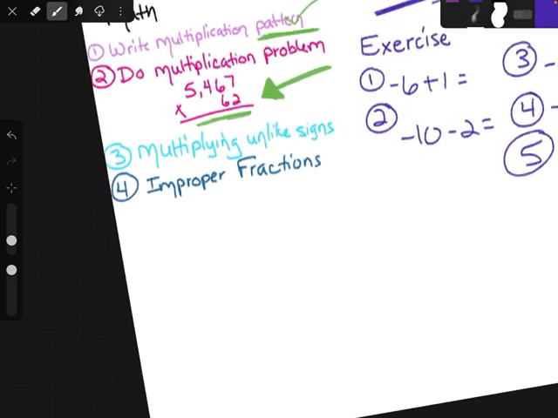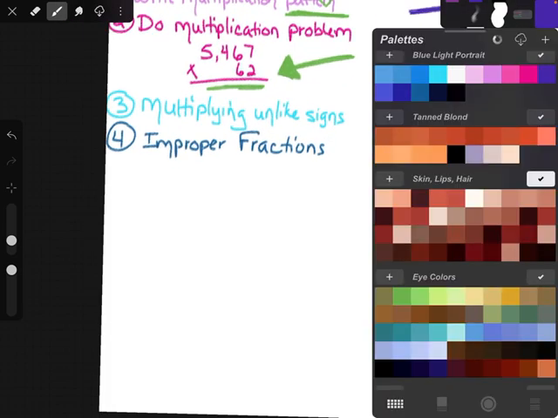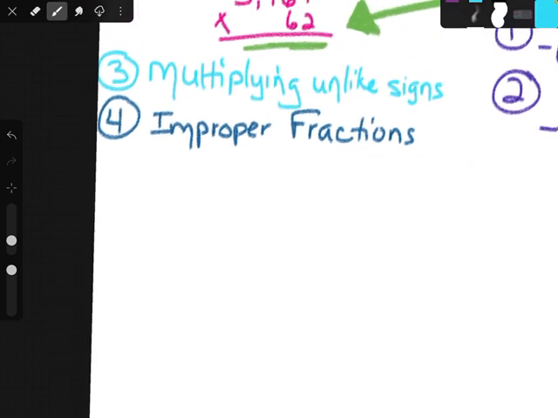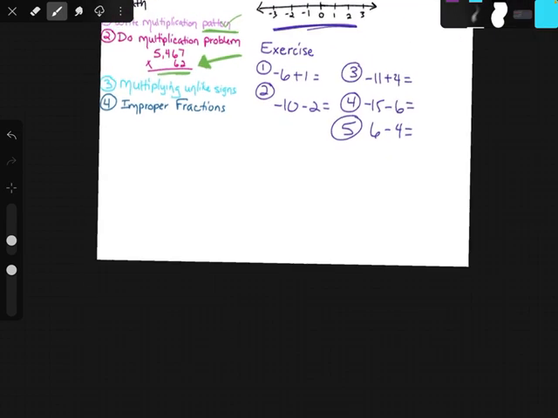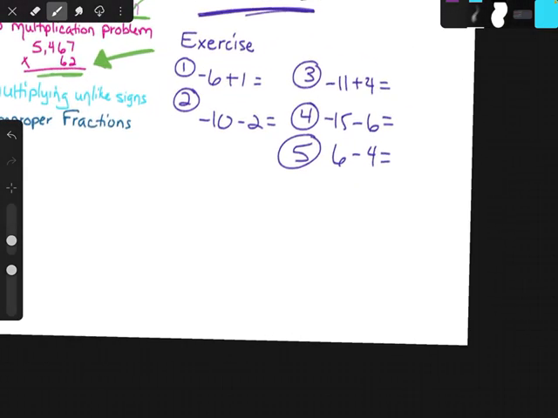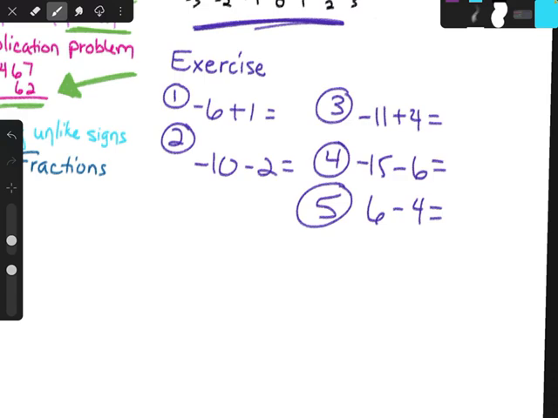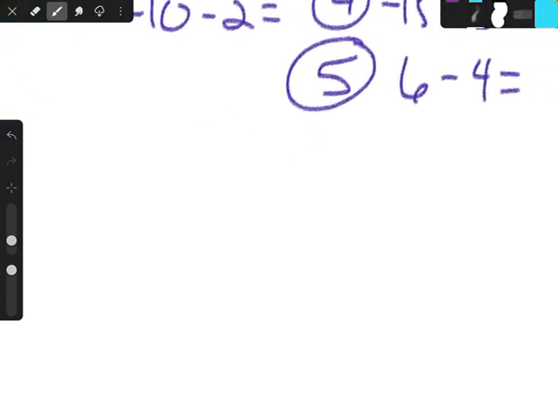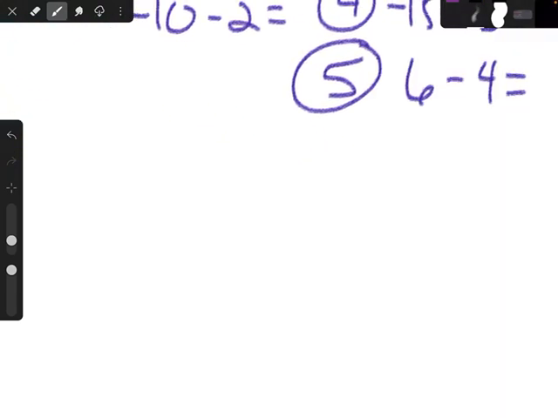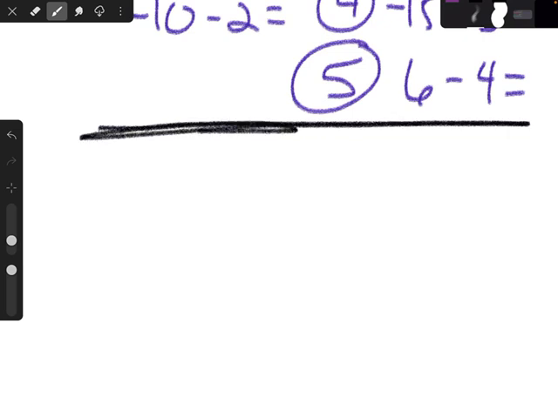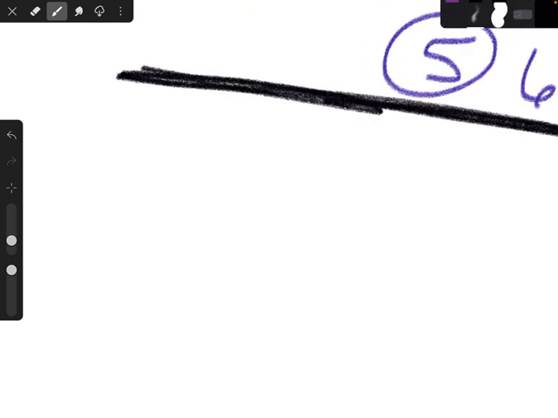I'm writing too big. All right, so let's go over multiplying unlike signs, right? We added and subtracted unlike signs here. Now let's see if we can multiply them. Now, I'm going to try to write it in a different way, okay? Just using a different example, all right?